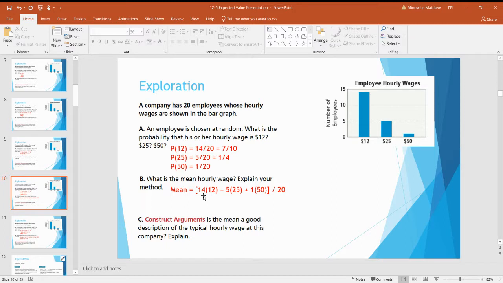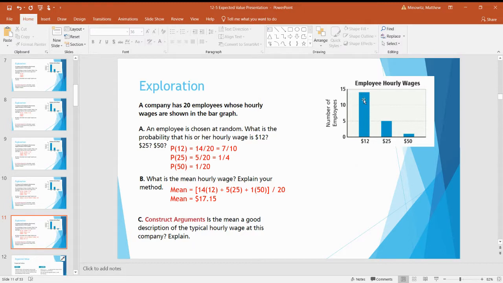lots of addition. We have 14 12s, we have 5 people that make $25, we have the CEO or whoever, the head honcho, makes $50. We add them up and we divide them by the 20 people. And we get $17.15 as the mean hourly wage. Now, is the mean a good description? I wouldn't say so. I would probably say no in this case.